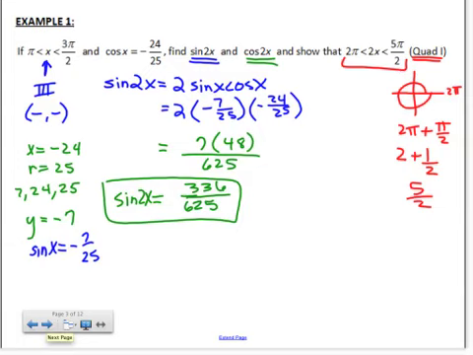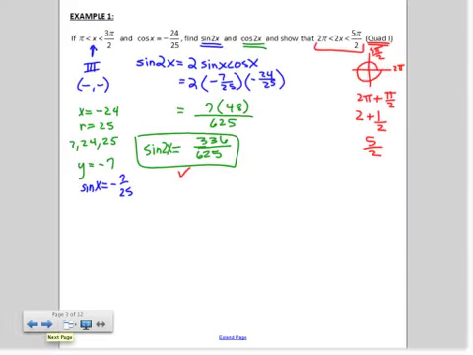Okay? So you need to know 2 pi, and this would be 5 pi over 2 with another rotation of the circle. Well, what am I going to need to show that it's 5 pi over 2? Well, I need sine and cosine to both be positive. There's part of it done right there. Sine is positive. So hopefully, cosine of 2x will also turn out to be positive.